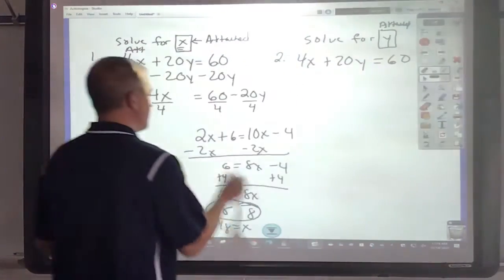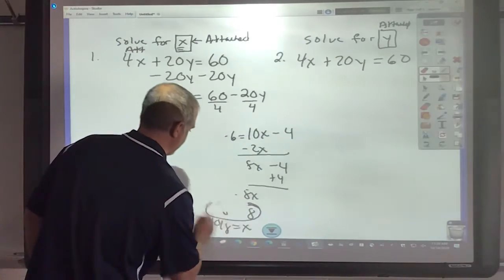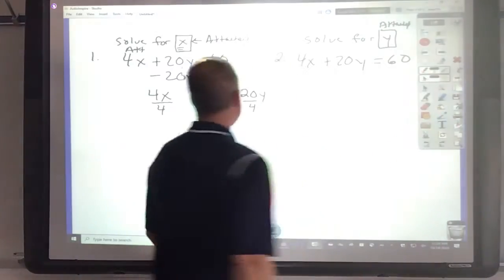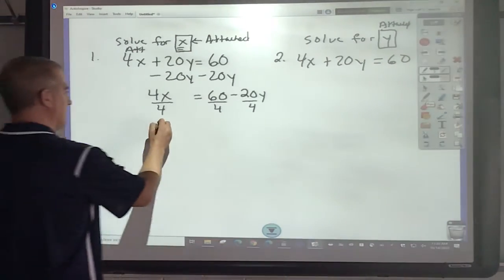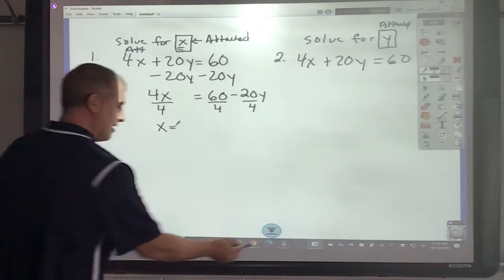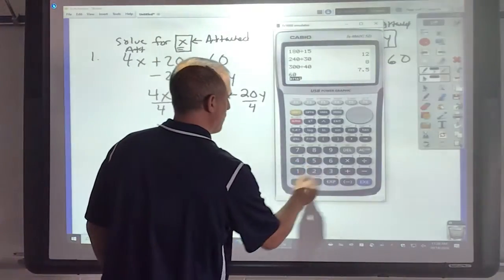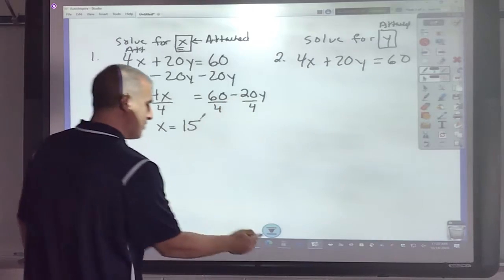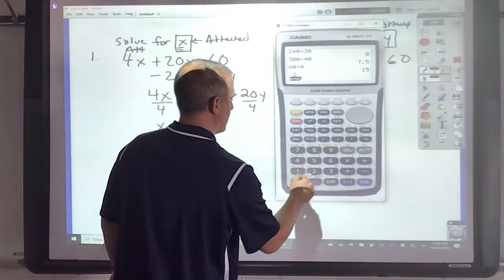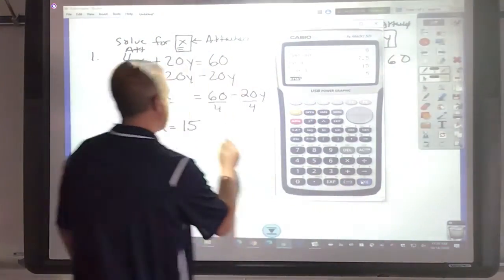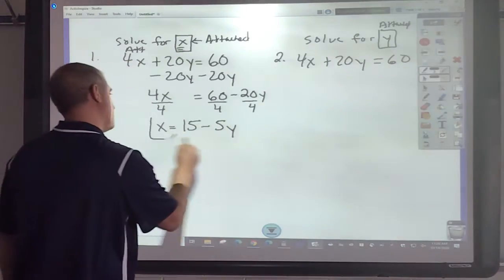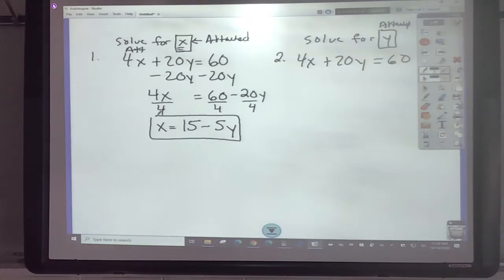I'm going to go ahead and erase this now. So what I would have here is x equals 60 divided by 4, which is 15. And then negative 20 divided by 4, and I get negative 5, and I got to make sure that I keep that y next to it, and this would be solving for x.